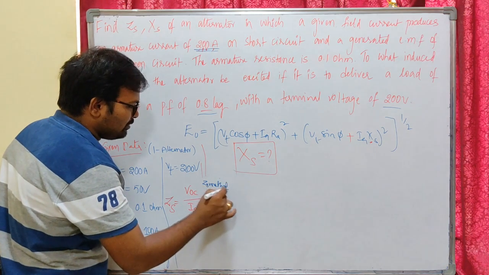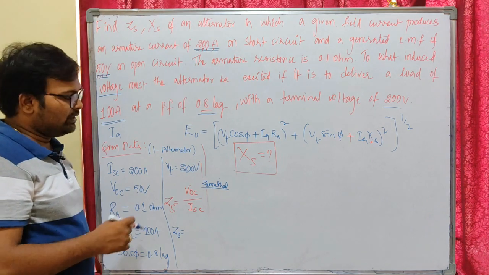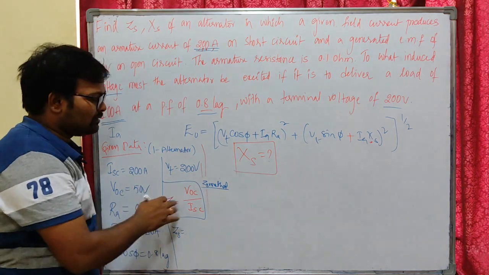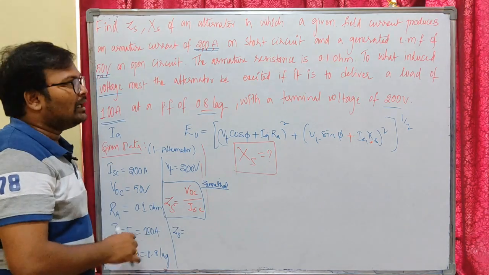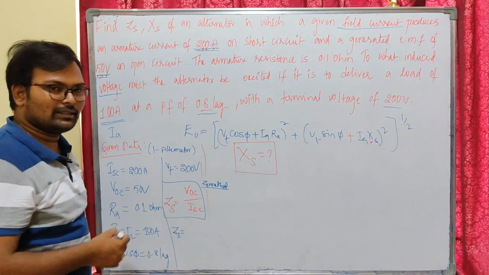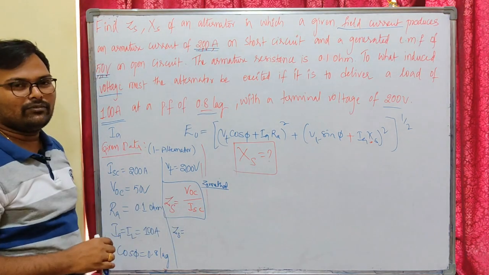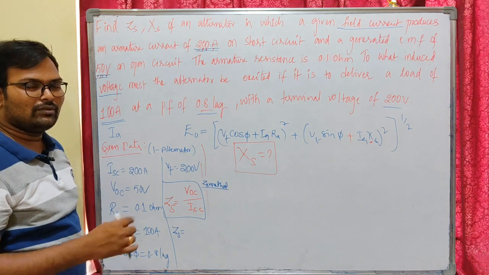The question didn't mention anywhere the Zs method or synchronous impedance method or EMF method. We need to understand from the question itself, because the given data has Voc and Isc under the same field current. This is important: the given field current is the same for Voc and Isc. If the field current is not the same, we have to make the values of Voc and Isc correspond to the same field current. That I am going to do with the extra problem.